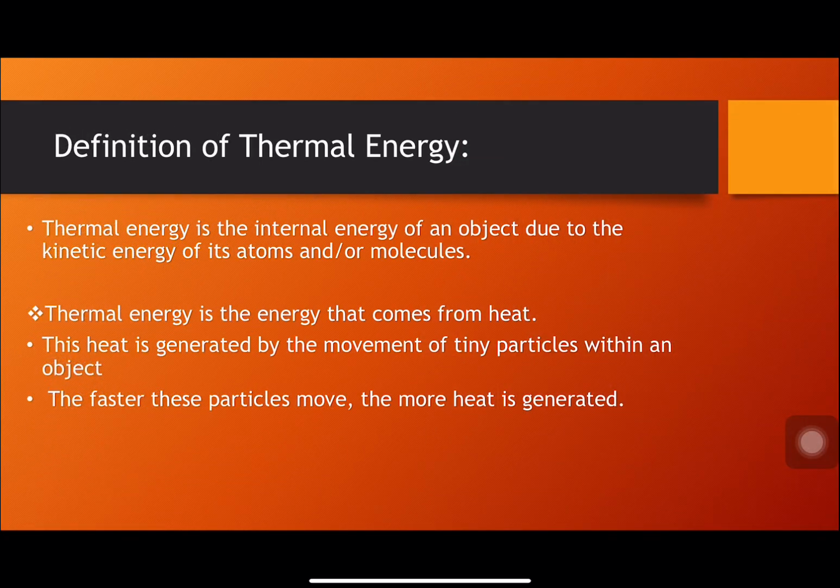Then we will go on to the definition of thermal energy. Thermal energy is the internal energy of an object due to the kinetic energy of its atoms or molecules. Thermal energy is the energy that comes from heat. This heat is generated by the movement of tiny particles within an object. The faster these particles move, the more heat is generated.